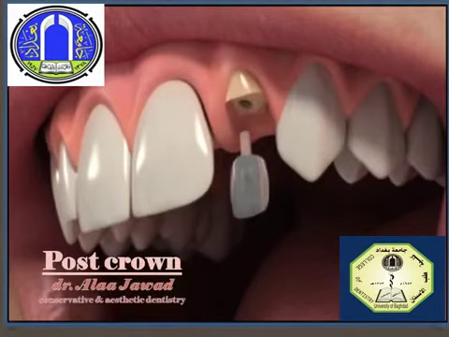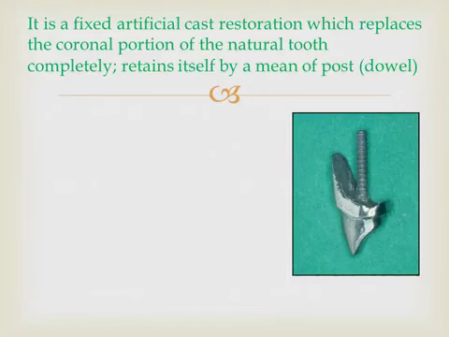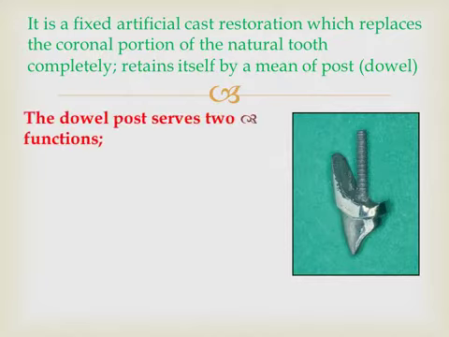Our lecture today is about Postcrown. Postcrown is a fixed artificial cast restoration which replaces the coronal portion of the natural tooth completely. It retains itself by means of a post, also called a dowel. This dowel serves two functions.